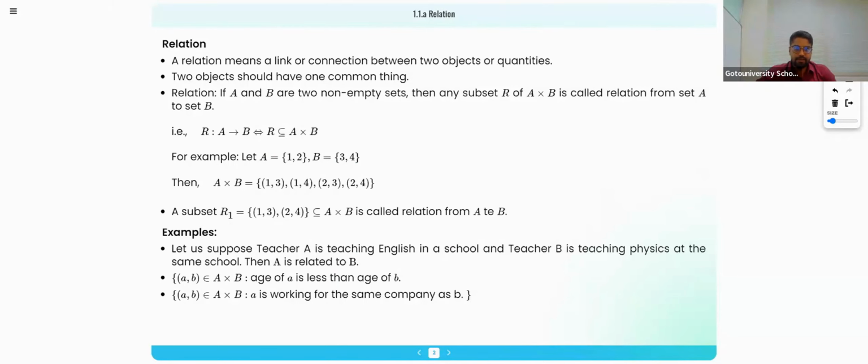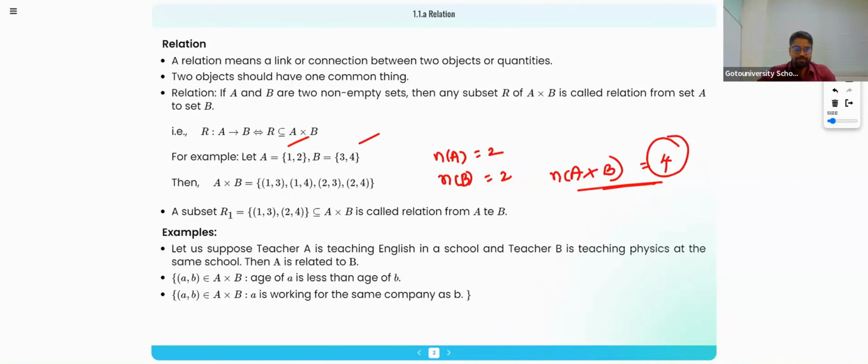There is a set A {1, 2}, set B {3, 4}. What is A cross B? Set A has how many elements? n of A has 2 elements. n of B has 2 elements. So A cross B will have how much now? 4 elements. Yes. All these are very important because you may end up not understanding the question if you don't know these basics. So n of A cross B will have how many elements?